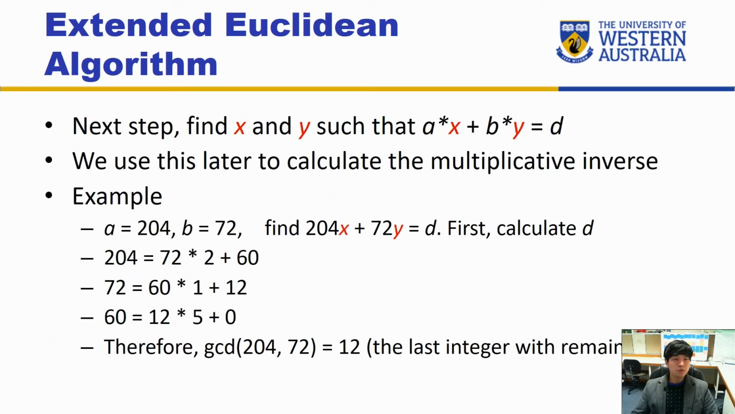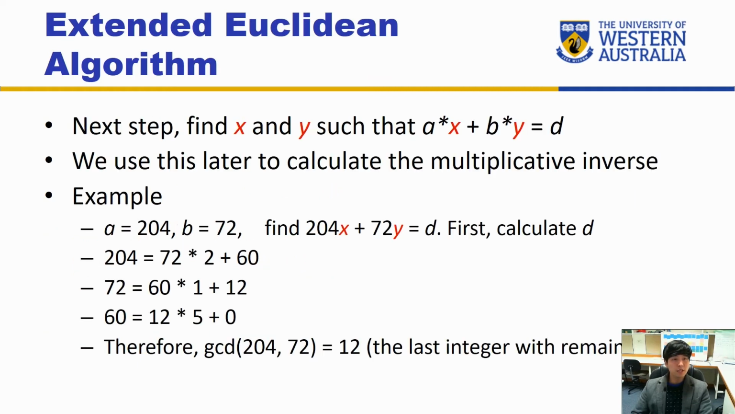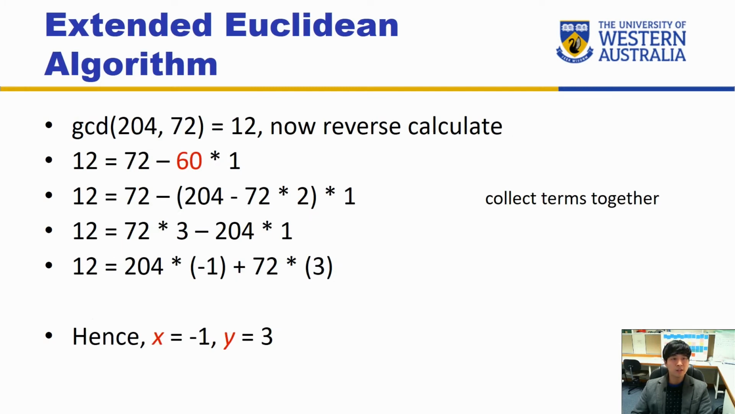12 equals 72 minus 60 times 1. And then 60 here can be recalculated by 204 minus 72 times 2. So we plug that in here in place of 60. And eventually, by replacing the values after expanding, you will end up with the terms a and b in the equation. And that's when you can stop. So here, x equals minus 1 and y equals 3 for this particular instance.